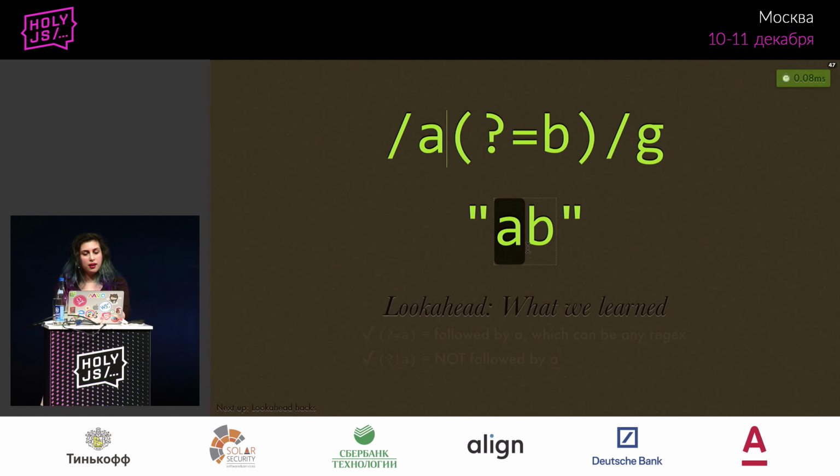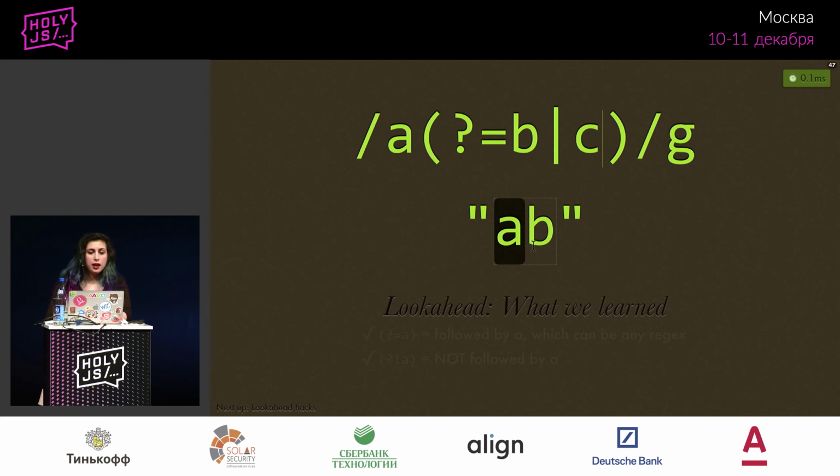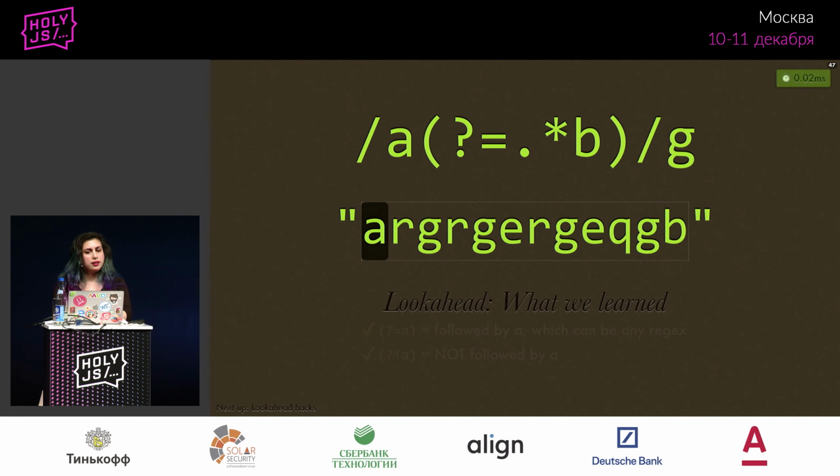You can see this here. But it will only match the A if it's followed by a B. If I put a C here, it doesn't match anymore. And I can put a whole regular expression in here. I can have alternatives. Now it matches if it's followed by a C. And I can even use quantifiers. This means it needs to be followed by a B somewhere, but it doesn't have to be immediately after. It could have any number of characters after.